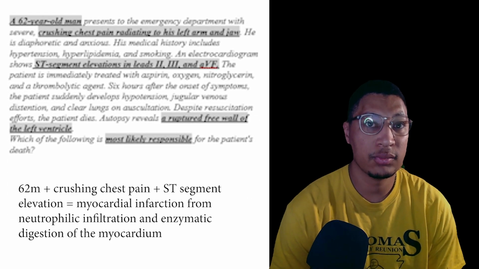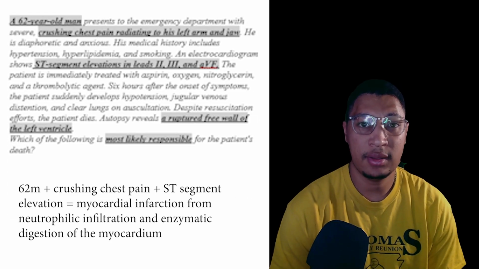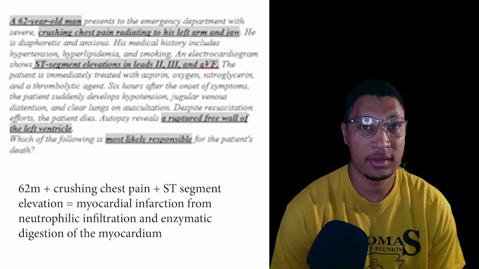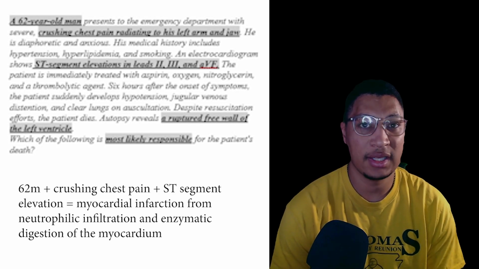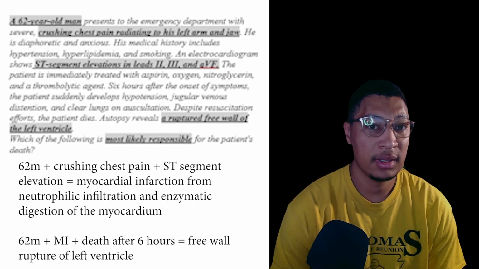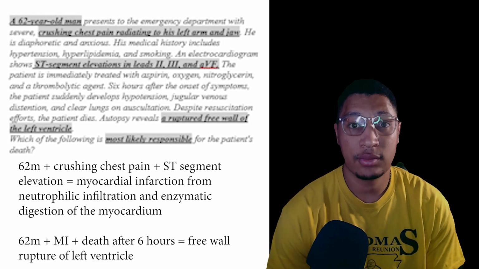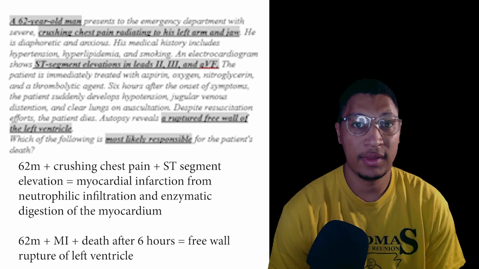Our clinical clue would be 62-year-old male or an adult, crushing chest pain plus ST segment elevation equals myocardial infarction from neutrophilic infiltration and enzymatic digestion of the myocardium. Or 62-year-old male with the myocardial infarction, death after 6 hours, that equals free wall rupture of the left ventricle.